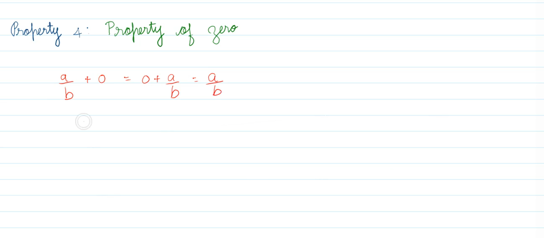So you can take any example for this. Let us take an example of 4 by 5 plus 0. So any number added to 0, you get the same number. Or if 0 is added to any number also, we get the same number as the sum. So the property of 0 also holds good for addition of rational numbers.